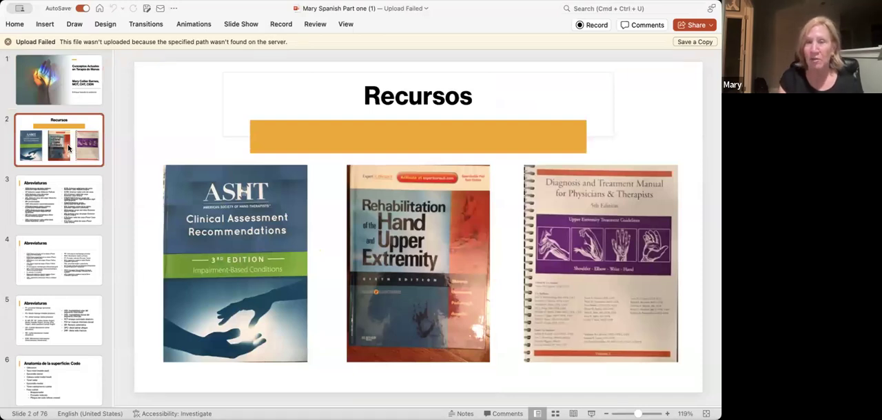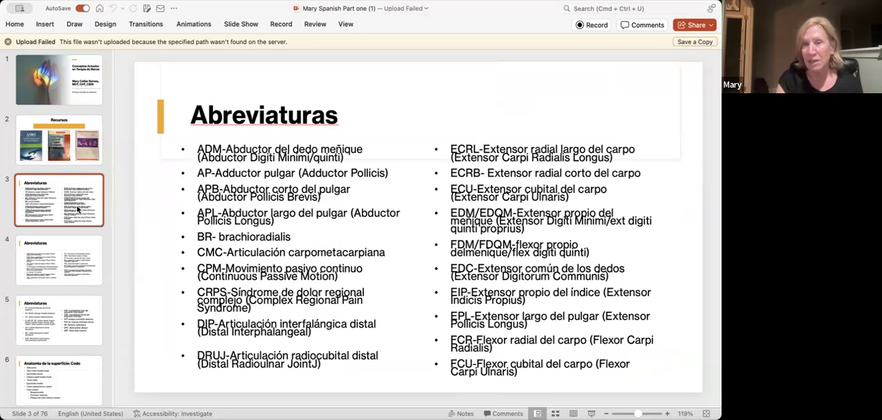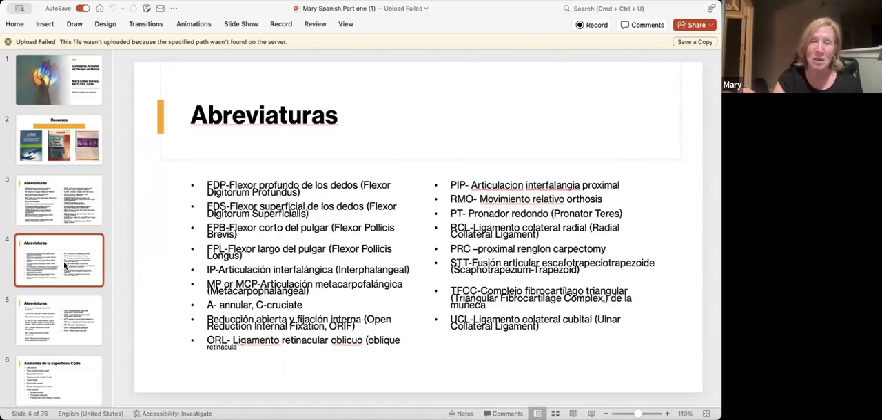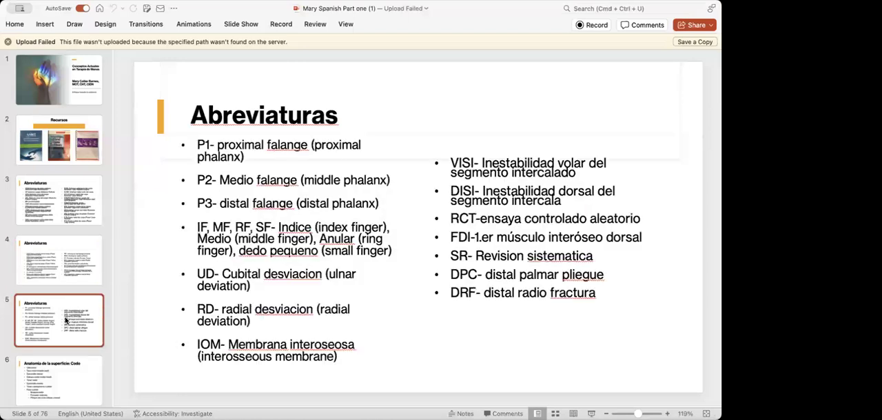And when I talk about evaluation techniques, a lot of them are from this assessment of the hand from the American Society of Hand Therapists. In orthopedics, there are so many abbreviations and it can be very overwhelming. So I've got some of the common ones listed here. So don't worry about memorizing everything. Just know that you have this list that you can come back to.